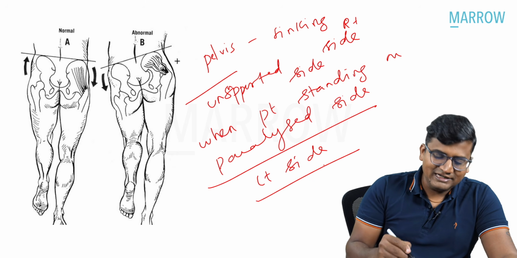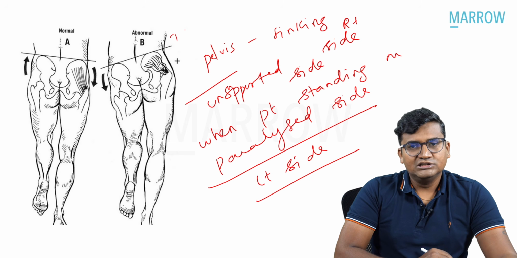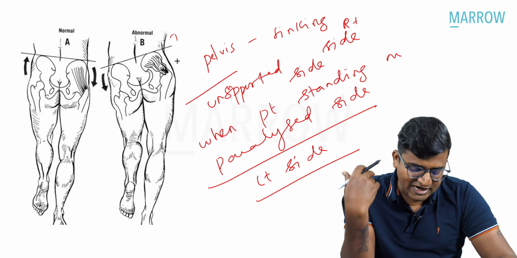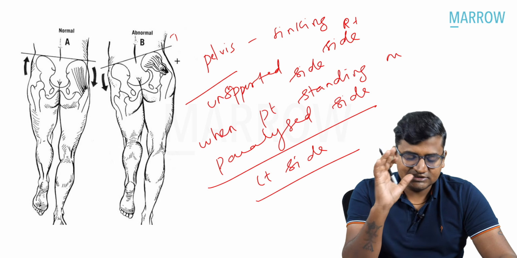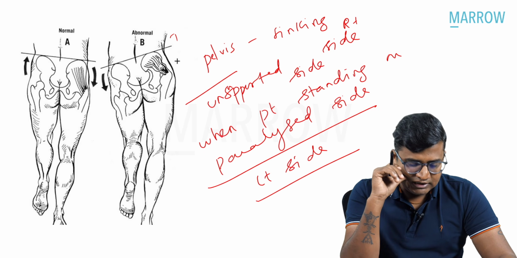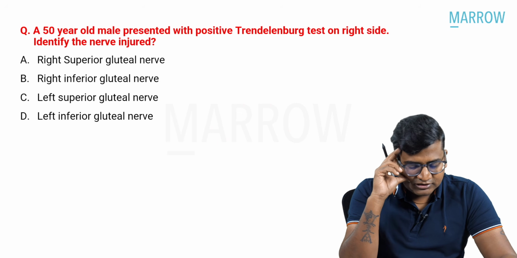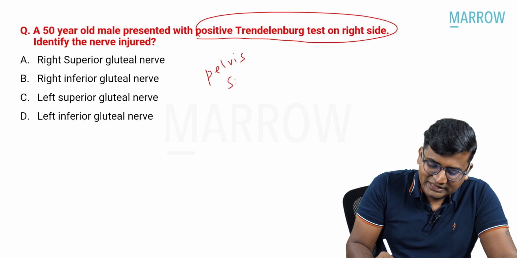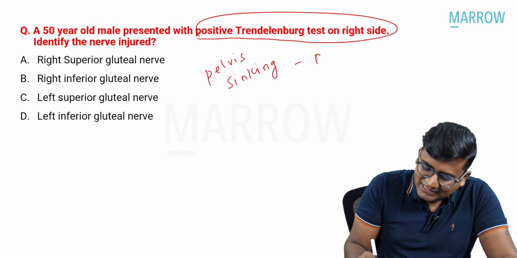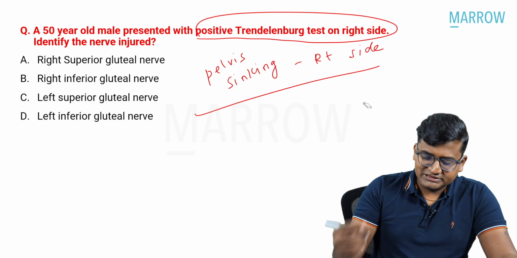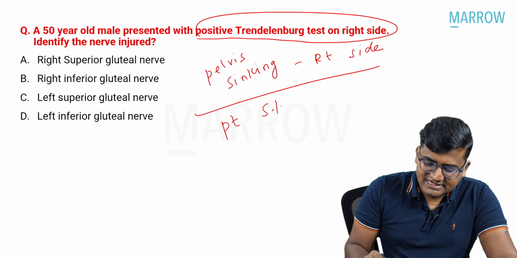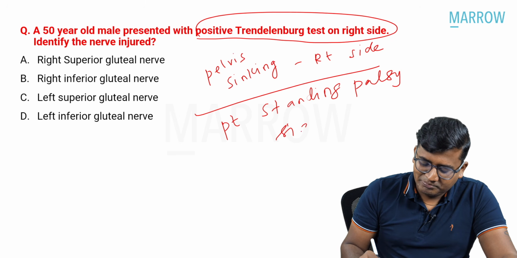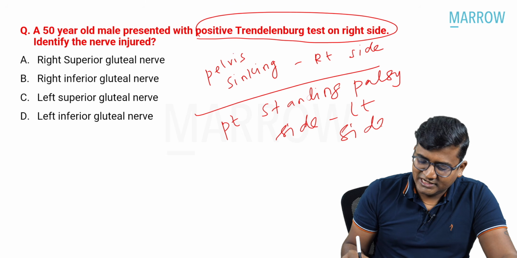Is that clear? Now this sign is called Trendelenburg sign. So Trendelenburg sign is nothing but the pelvis sinking on the unsupported side when the patient is standing on the paralyzed side. This is the concept for this question. Now see the question. A 50-year-old male presented with a positive Trendelenburg sign on the right side, which means the pelvis is sinking on the right side. So pelvis sinking on the right side means the patient is standing on the palsy side. So patient standing on the palsy side means the patient is standing on the left side.